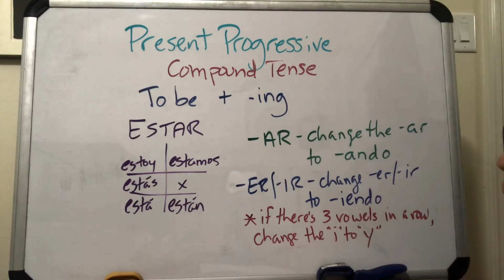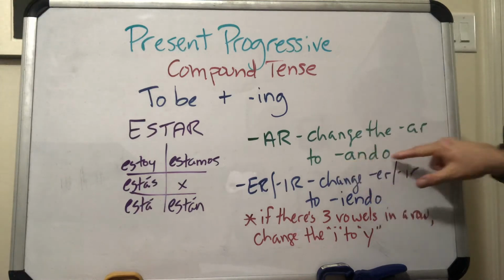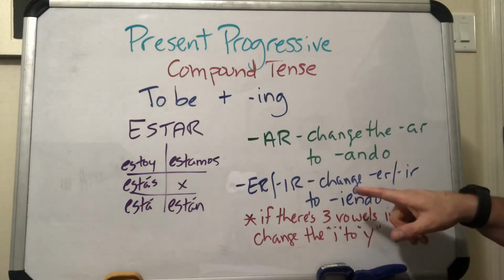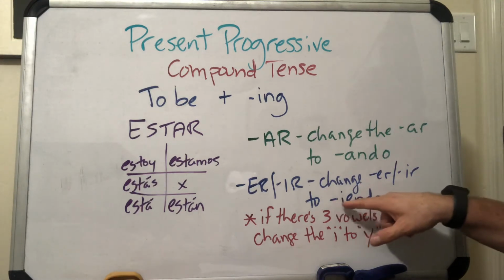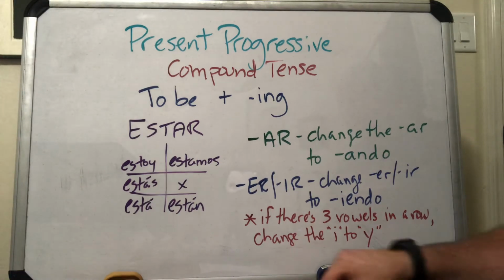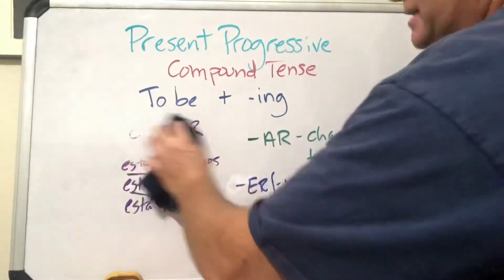Okay. So the basic rule is AR verbs, we don't have to worry about that. We'll always change them to ando. ER and IR, we change them to iendo. But if it happens that there's 3 vowels in a row now, you're going to change that I to a Y. Okay? All right, let me erase this and then I can show you an example here.